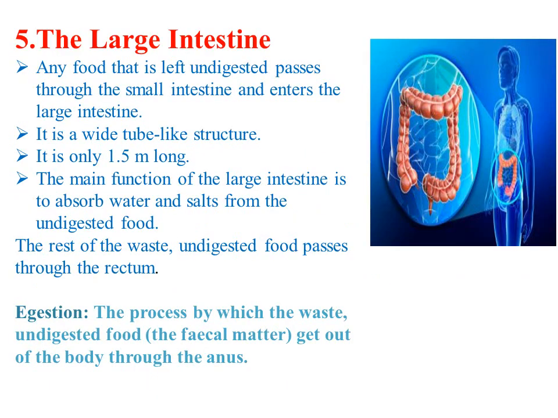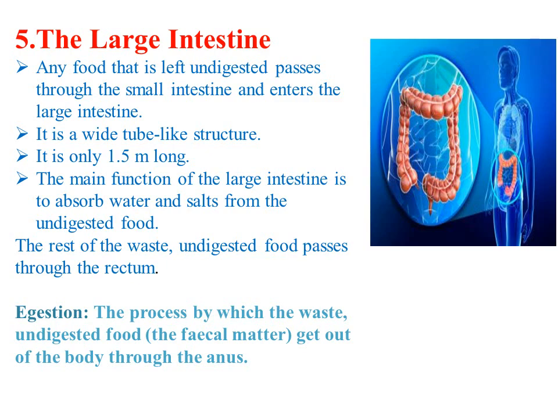Next comes the large intestine. The large intestine is wider and shorter than the small intestine, and the length is 1.5 meters. So absorption of water and salt from the undigested food occurs in the large intestine. As I have already mentioned, any food that is left undigested passes through the small intestine and enters the large intestine. So absorption of water and salt from the undigested food occurs here.